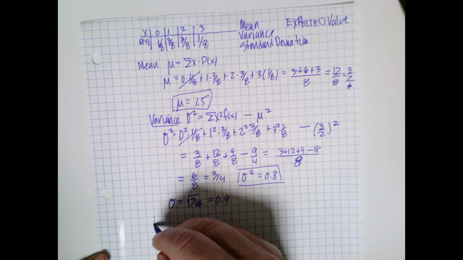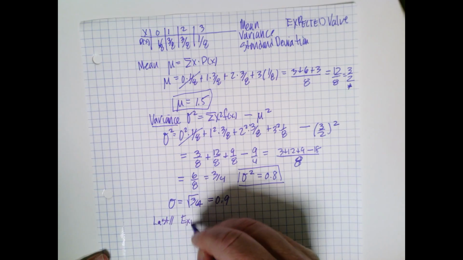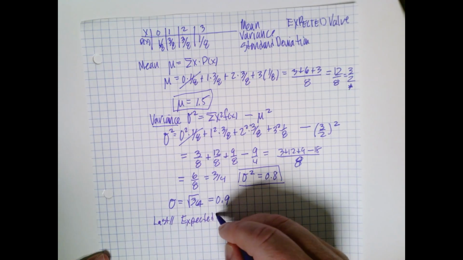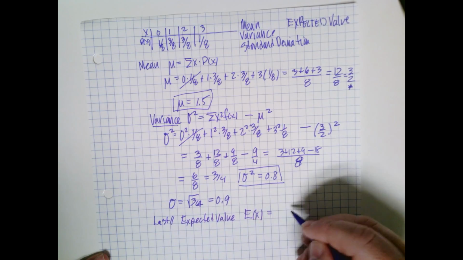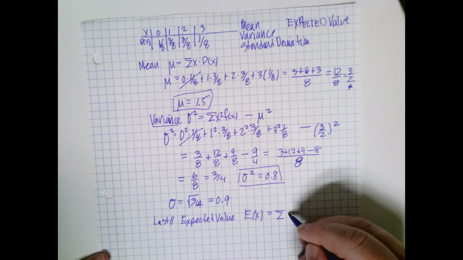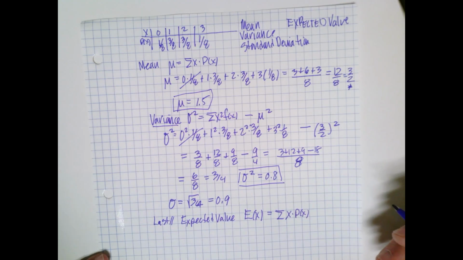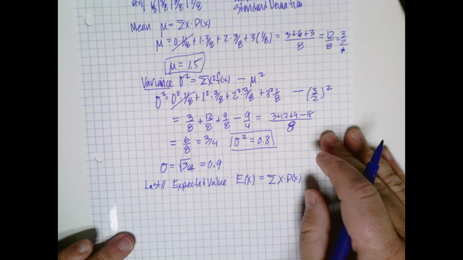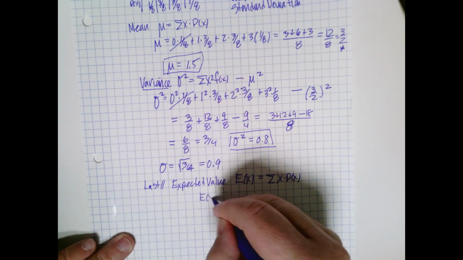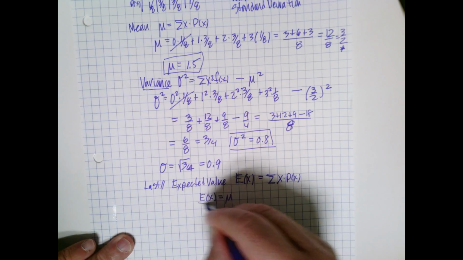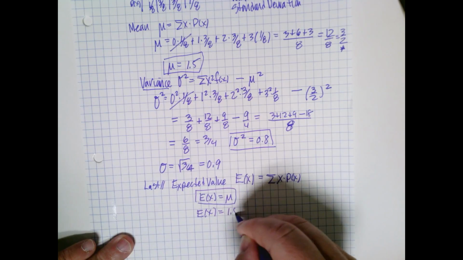Alright, the last thing, expected value. The expected value of our random variable is given by the formula random variable, sum of the random variable times its probability. And if you'll notice, that's exactly the same as the mean, so our expected value and the mean are the same thing. So the expected value for our problem is 1.5, because that's what we got.